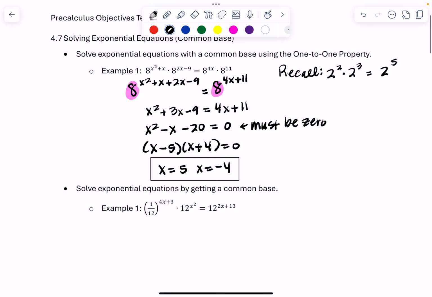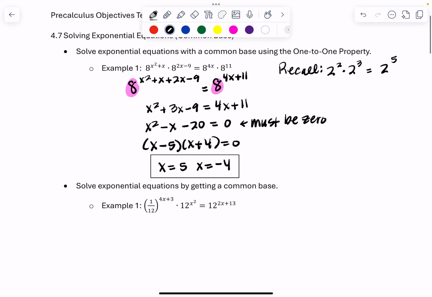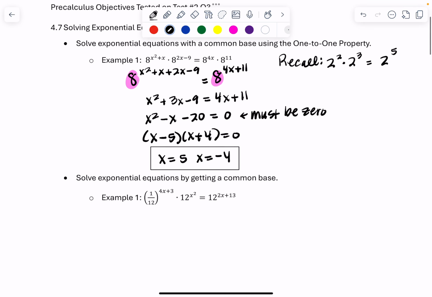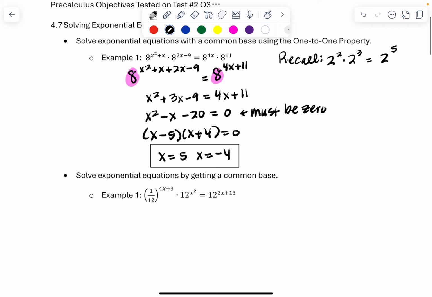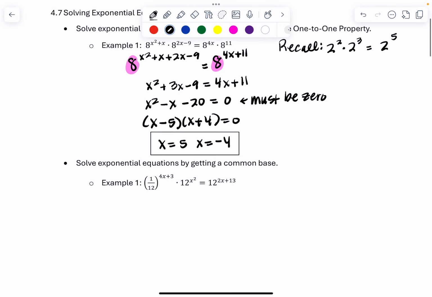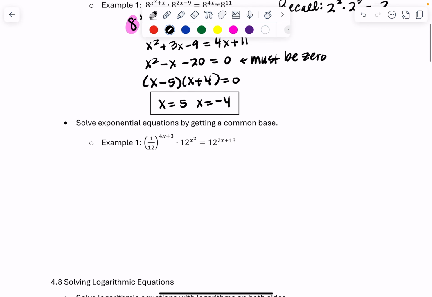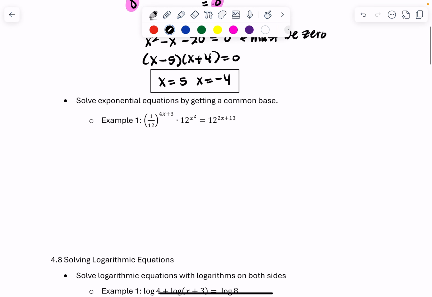All right, so let's look at the next one, and if you feel like you can do this one, if you want to pause the video and try it on your own, awesome, go right ahead, and then you can come back and check and see if you're right. But I'm going to keep going for those of you that need it.